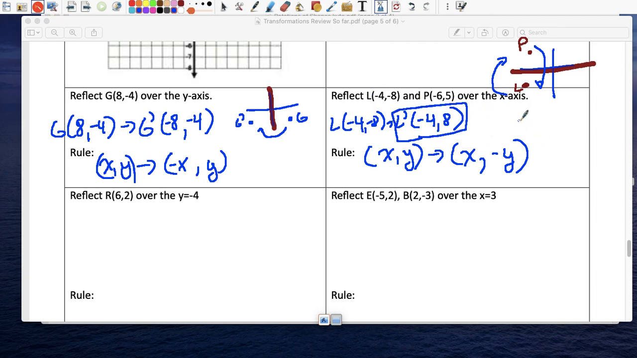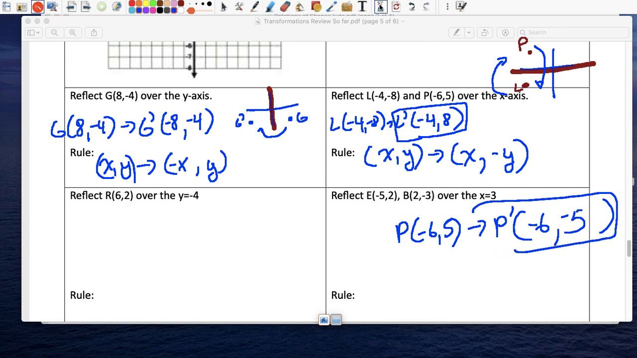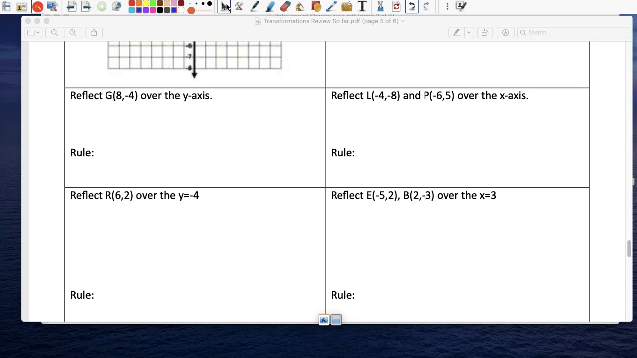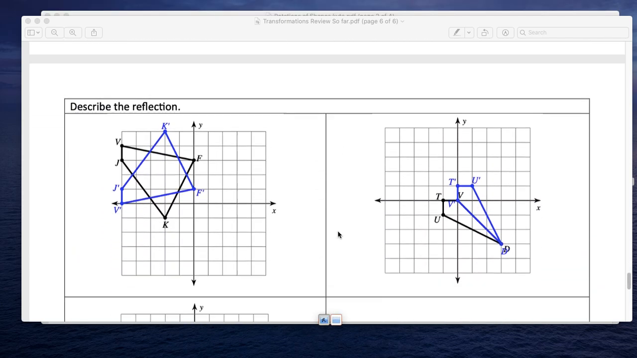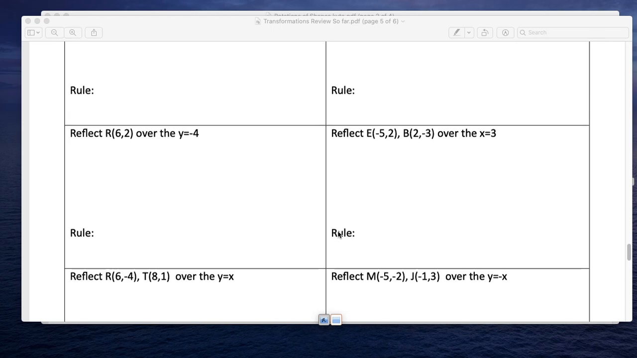Point P, right here, which is (-6, 5). When you reflect it, the x is going to stay the same. -6 still stays -6, but your y value, which is positive 5, now becomes -5. And that's the answer. Oh my god. All right, we're almost done.